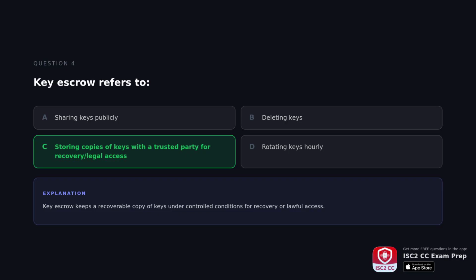The correct answer is storing copies of keys with a trusted party for recoverable access. Key escrow keeps a recoverable copy of keys under controlled conditions for recovery or lawful access.